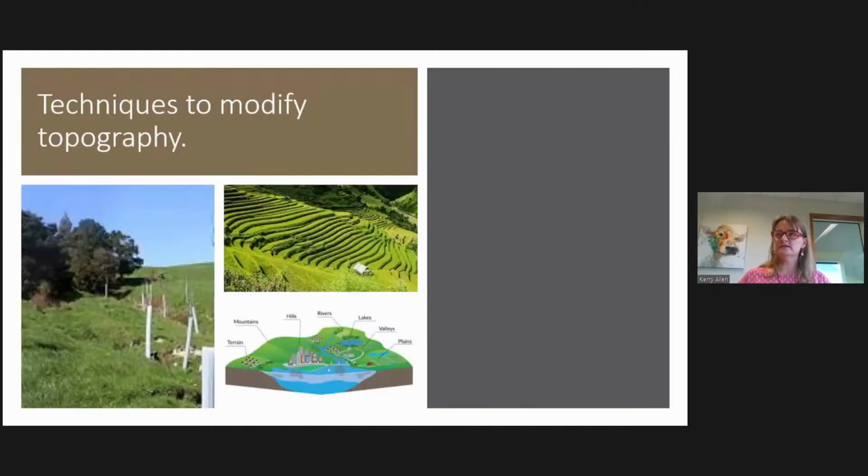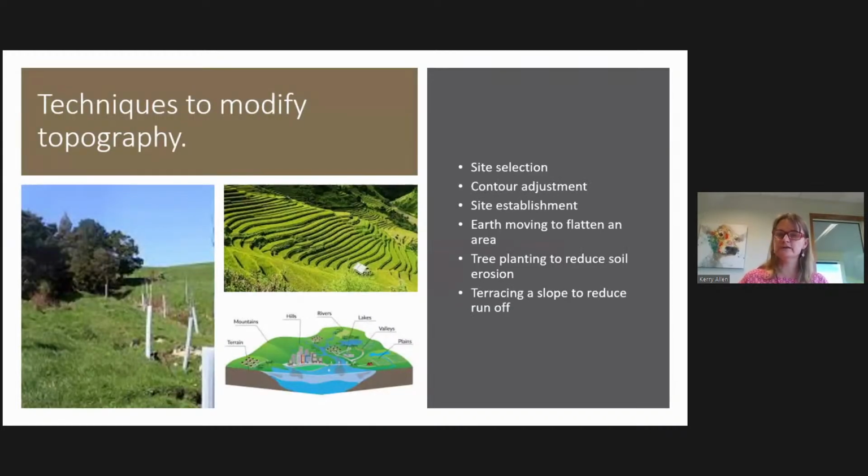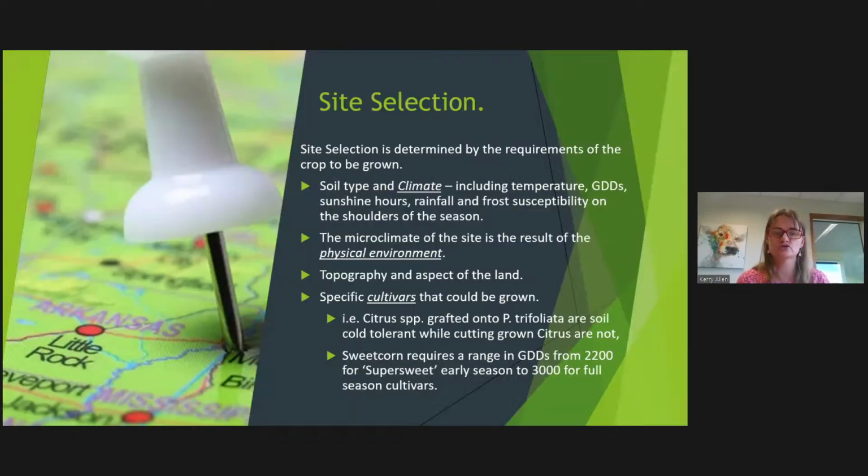And then techniques for topography. So this is site selection, where you actually choose your site. And so we'll just move straight into those because those are some examples. But site selection, you need to choose that wisely. So right from the start.